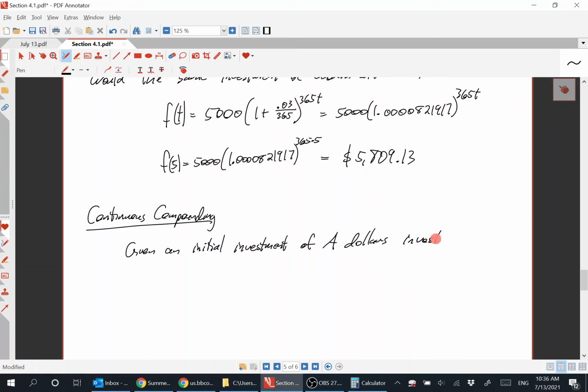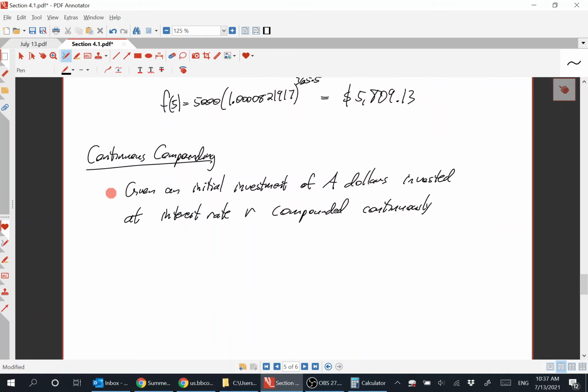Okay, invested at R%, compounded continuously. So compounded continuously, so it's always compounding. Or think about it as compounding every second or something like that. What's the formula for dealing with that? Do you have to use this one? Well, interestingly enough, this is the first time that that number E shows up.